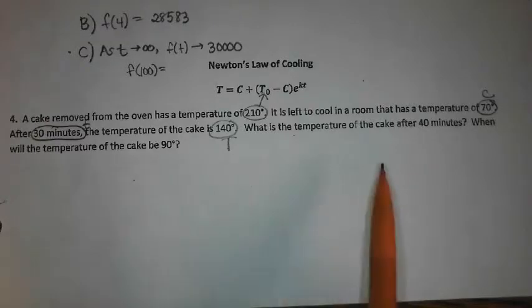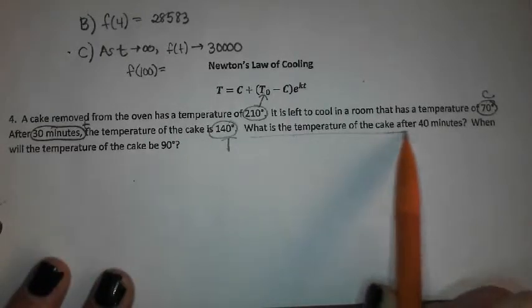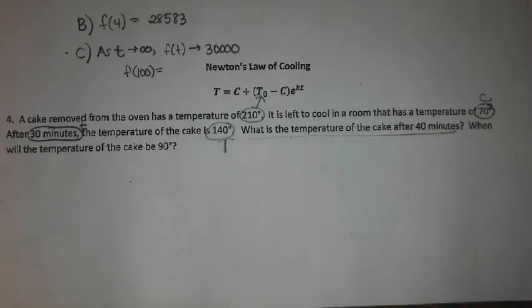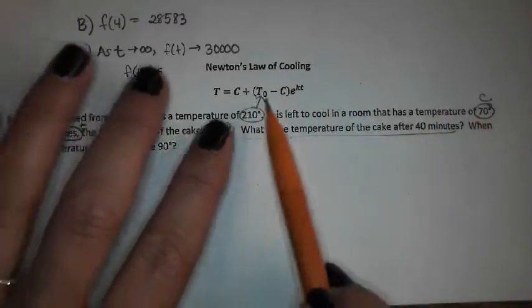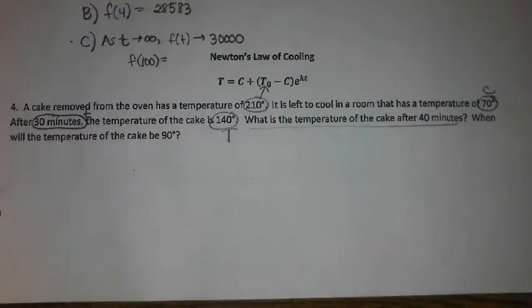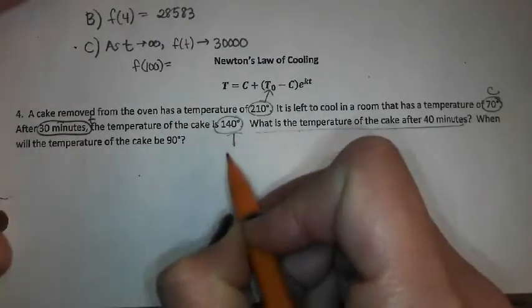What is the temperature of the cake after 40 minutes? Okay, so they're asking us for something that we can't know until we find K, which seems to be a common theme here, right? Given the information they've currently given us, we're just going to pause here and look for K, because once you find K, just like variation problems, that K remains constant throughout the problem. So go ahead and do that.